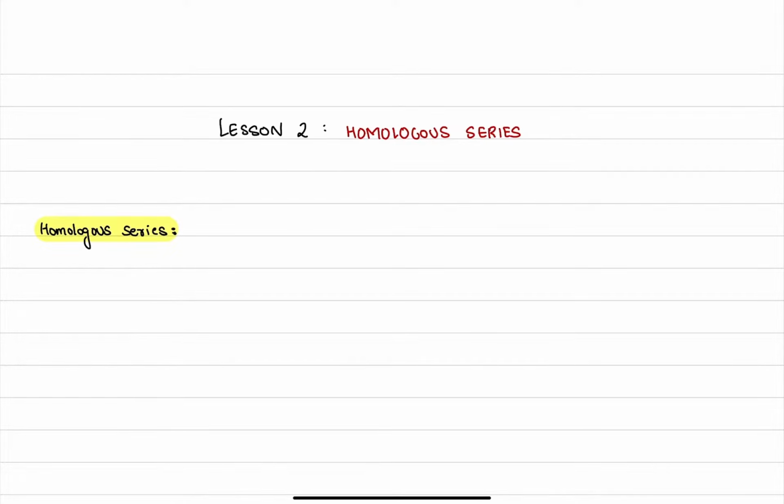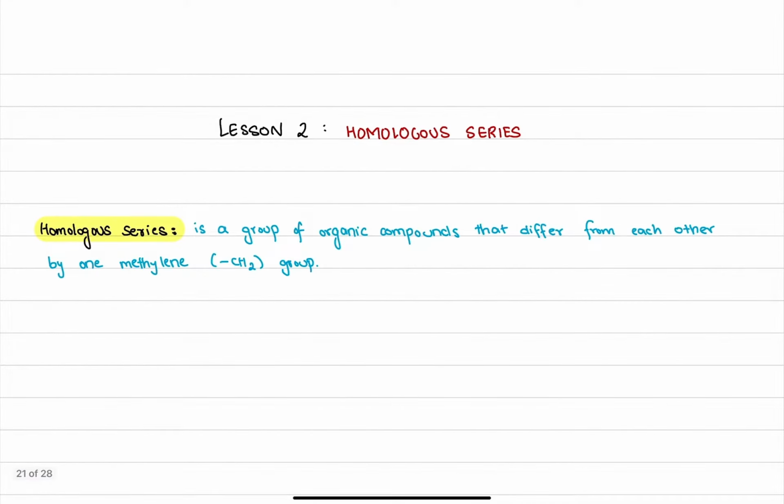So, first of all, we should clarify the term homologous series. Well, in organic chemistry, a homologous series is basically a group of organic compounds that differ from each other by one methylene group. Methylene is basically the CH2 group. Now, let me give you an example.